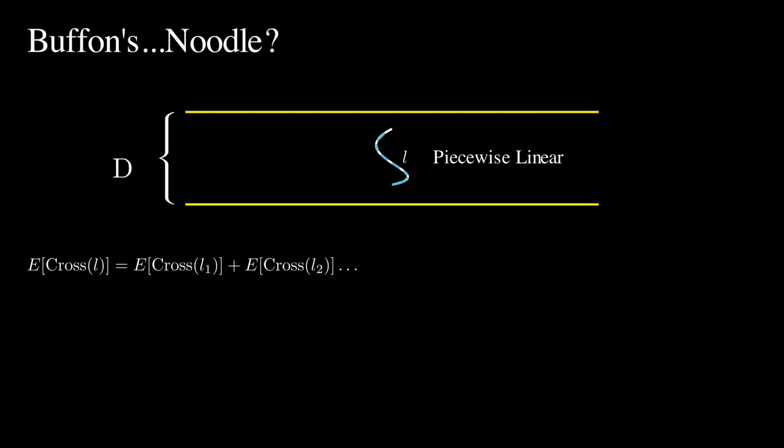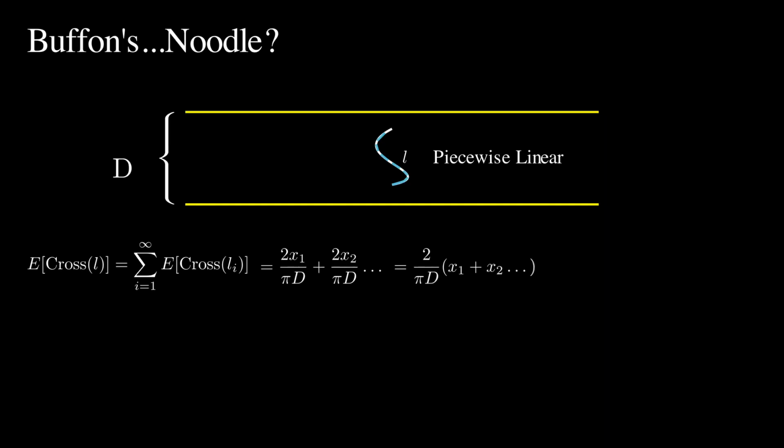By the linearity of expectation, the expected number of crossings for our noodle is equivalent to the sum of the expected number of crossings for each tiny tangent line, which we can say is infinitely small. Since we just showed that the expected number of crossings for any needle where L is less than d is 2L over pi d, we can apply this to our tangent lines, which have length x.